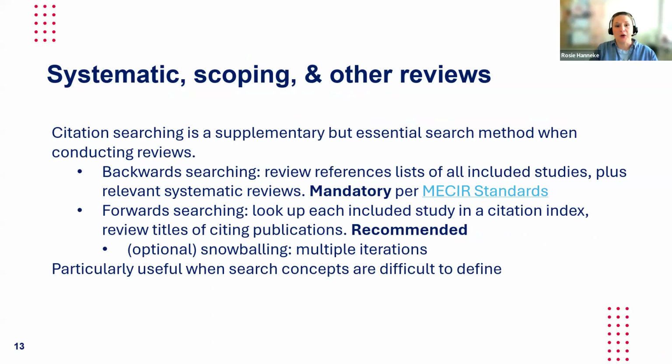Now, the only part of this that's mandatory, according to published guidelines for systematic reviews, is the backwards searching. According to the MECIR standards, which you'll get a link to in the chat, it's mandatory to review the reference lists of all included studies in your review, plus any relevant systematic reviews or other literature reviews on that topic.